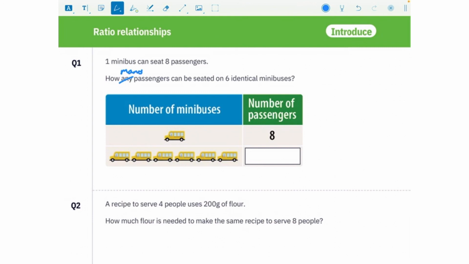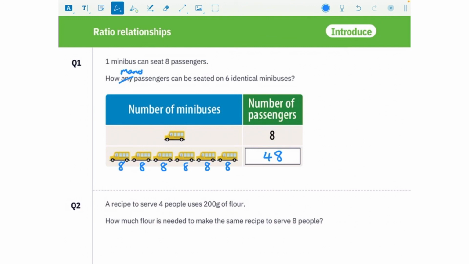So if we've got one bus fitting 8 people on it, then we can do 8 on this bus, 8 on this bus, 8 on this bus, 8 on this bus, 8 here and 8 here. So 1, 2, 3, 4, 5, 6 lots of 8. That means we can fit 48 passengers on the buses.